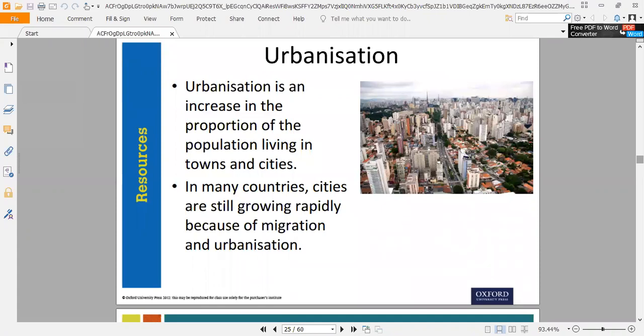Urbanization. So urbanization is an increase in the proportion of the population living in towns and the cities. In many countries, cities are still growing rapidly because of migration and urbanization. So urbanization occurs when individuals who are living in a rural area move from the rural area to the urban center, the urban cities, the urban towns. That's what urbanization is.